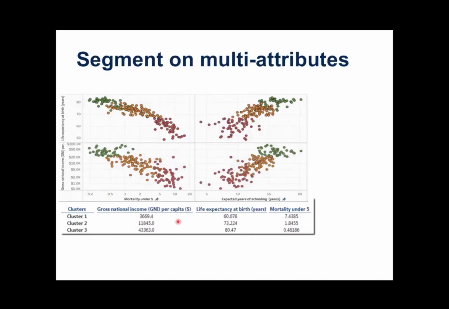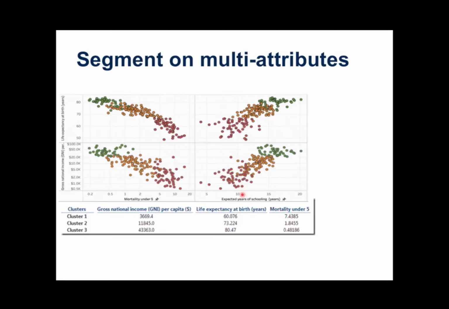Here's another example of segmentation on multi-attributes. So in the prior example, we were really just looking at effectively speed or distance, but it doesn't have to stop there. In this example, we have a group of countries that have been clustered on gross national income, life expectancy, and mortality of children under 5. And what you can see here is on these different attributes, the data are plotted in scatter plots looking 2 by 2.